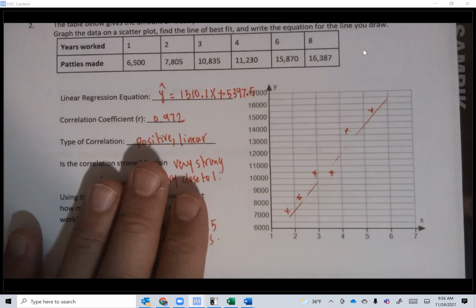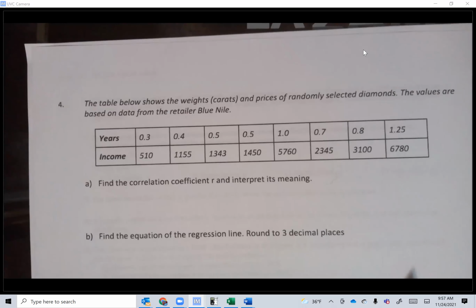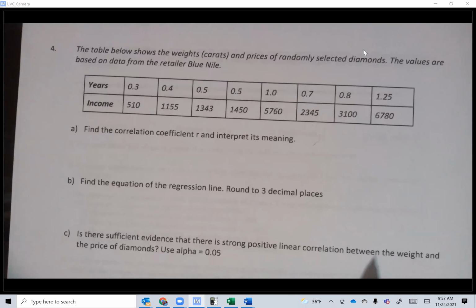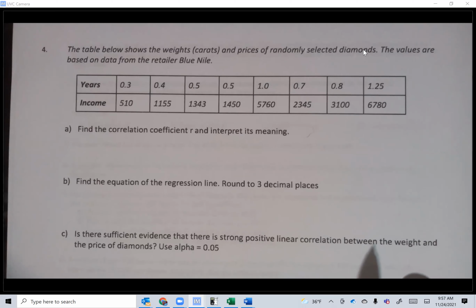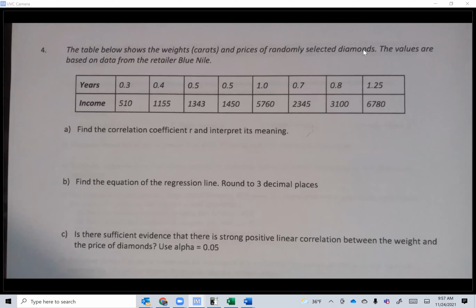Okay, we're going to go to the third one, which is a re-review of chapter 9. This is the kind of question, guys, you should expect to see on the test. That's going to cover chapter 9. So the table below shows the weights, carats, and prices of randomly selected diamonds. The values are based on the data from the retailer Blue Nile. So this is real data that I got here, guys. I didn't make it up.